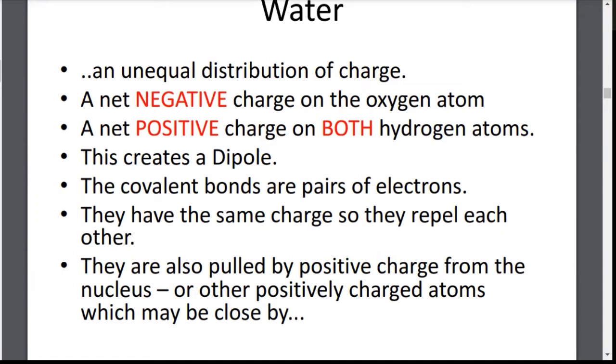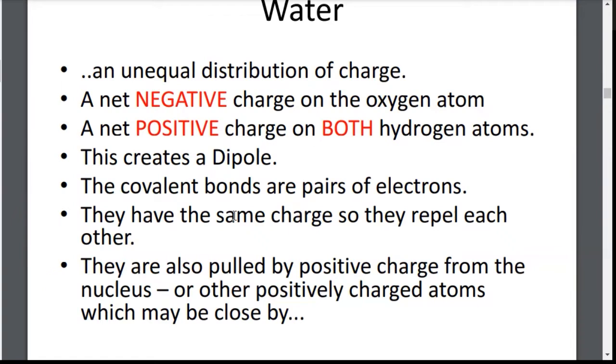And this creates in physics and chemistry what's called a dipole. That's just another fancy word that you don't need to worry about. It just creates a difference in charge between different ends of the molecule.